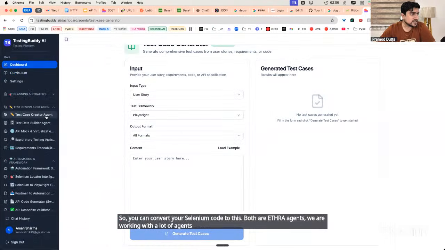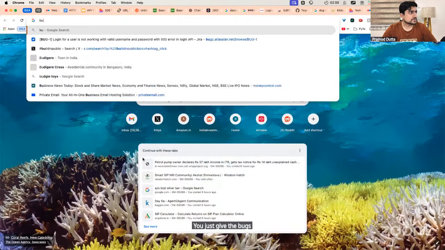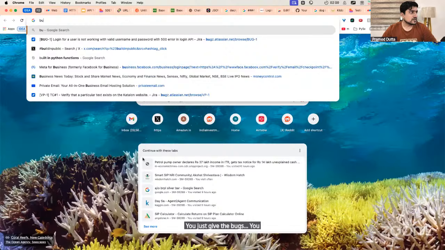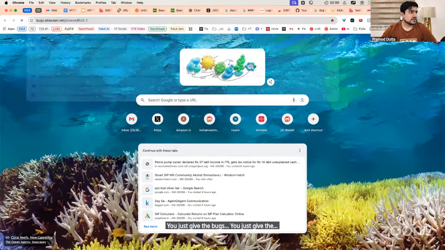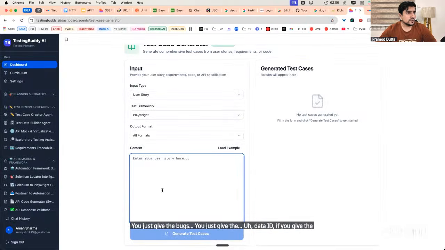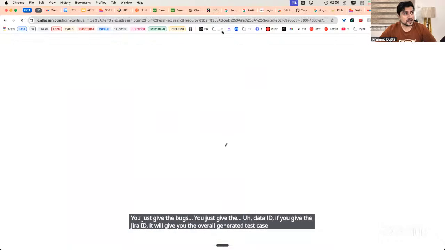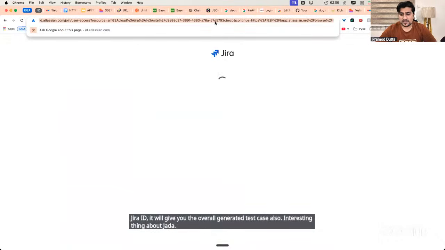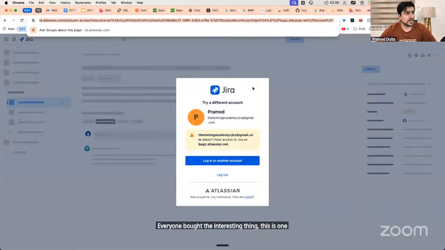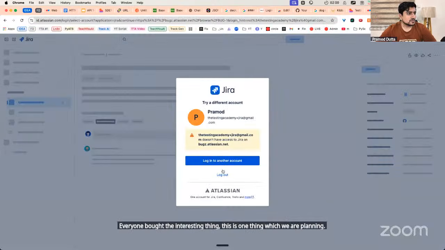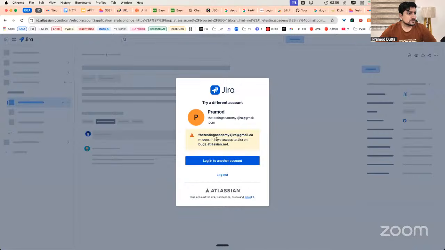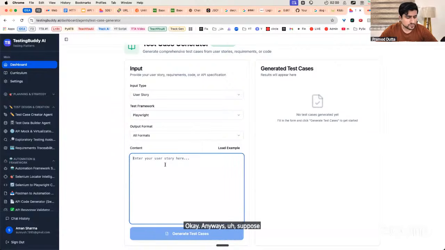There are so many test design and test creator agents also. You just give the Jira ID, and if you give the Jira ID, it will give you the overall generated test cases also. Interesting thing, everyone, very interesting. This is one thing which we are planning. Anyways, suppose we have a Jira user story.